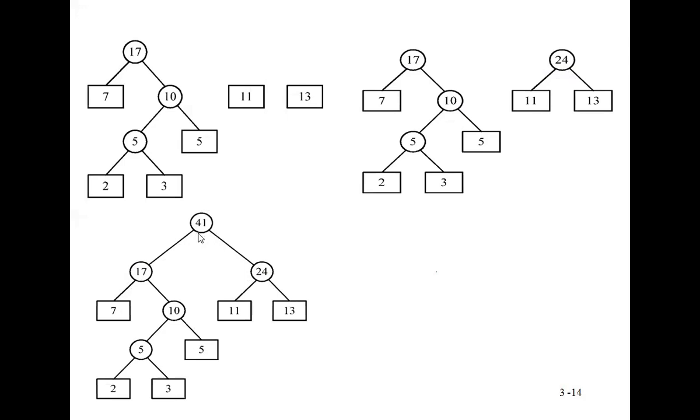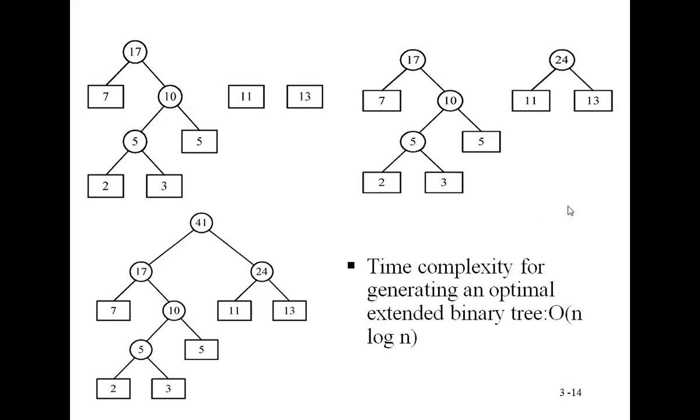So you can combine the internal values. You will get the cost of the optimal merge tree. Okay, optimum merging, that is the cost of this merged tree. That cost is the minimal cost, since we always consider the shorter pairs of files. So the time complexity for generating an optimal extended binary tree, this is our optimal binary tree, is big O of n log n.